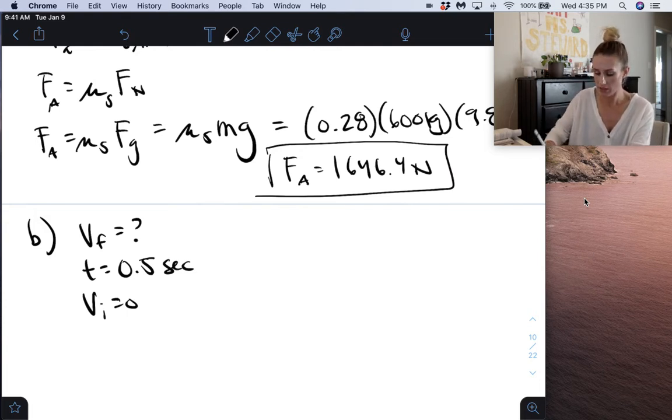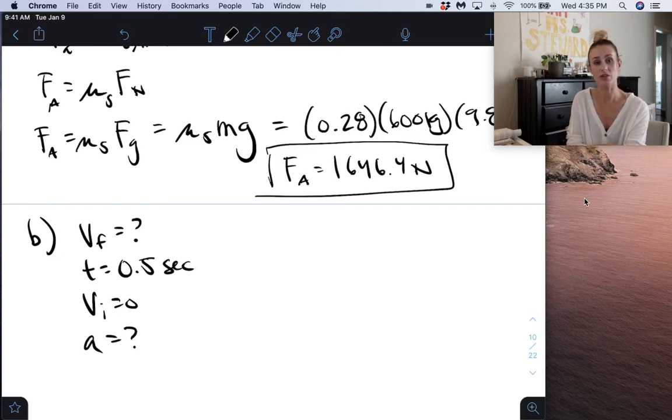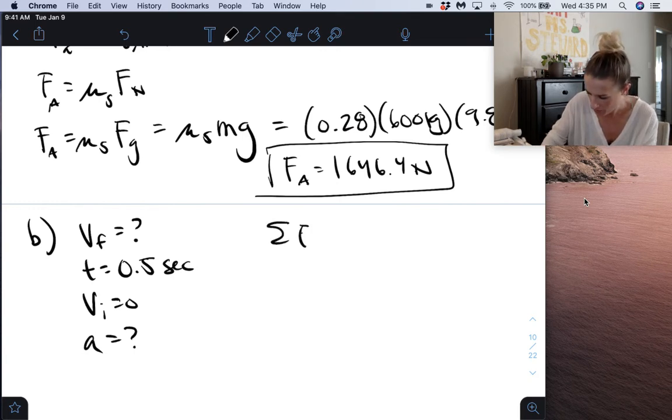So what we need to do here is first find the acceleration in order to be able to use our first basic equation to find that final velocity. So using Newton's second law, net force is equal to mass times acceleration.